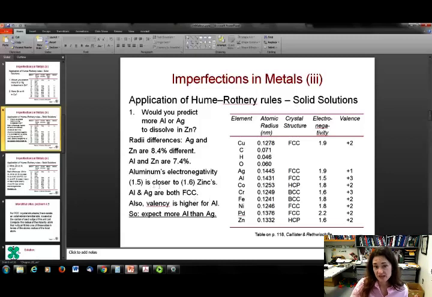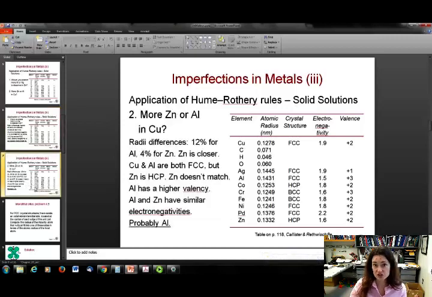And then finally the valency. If all else is equal, you look at the valency, and it turns out that the valency for aluminum is higher than the valency for silver. The valency for aluminum is +3 and silver is +1. So you would expect aluminum more than silver because of the electronegativity and the valency. Those are the deciding factors.